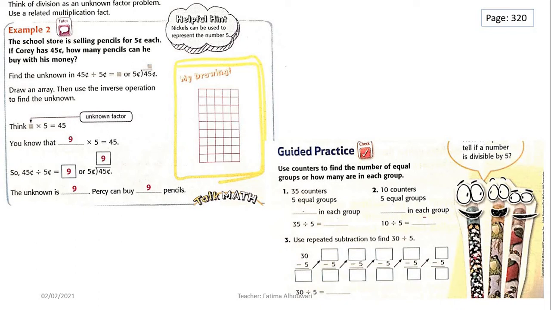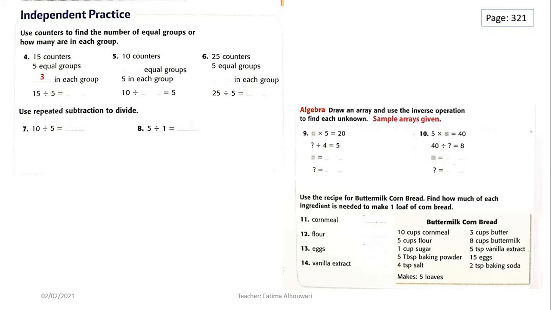This is for question number 1, 2, and 3. For question 3, you have to use repeated subtraction to find 30 divided by 5. When you finish, you can check your answers here. We have more practices, more questions.